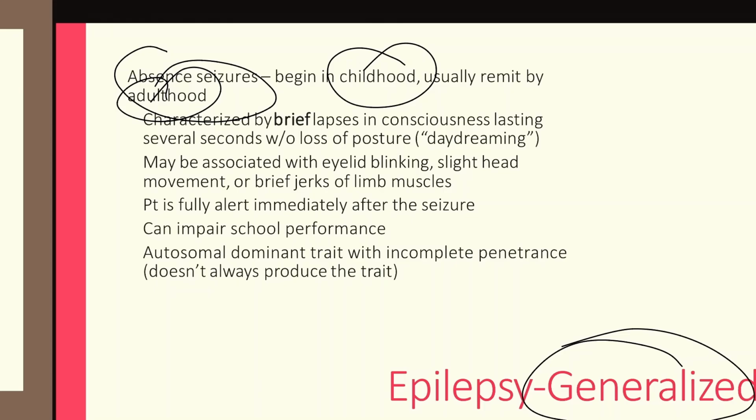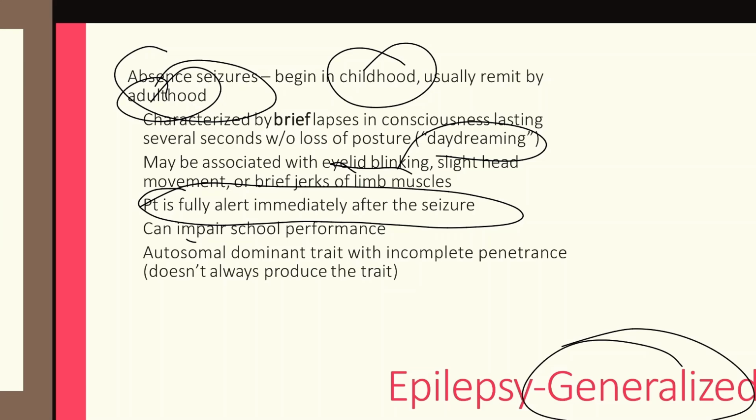You're staring off into space for like 10 seconds, and then you just come to and you're fine. But for those 10 seconds, you are oblivious to the world. You are just off into space staring, and then you snap back into it. That is an absence seizure, also known as daydreaming. They may have some eyelid blinking during it, some slight head movements, but basically nothing's really going on. But the patient is fully alert after the seizure. Okay? Can impair school performance.